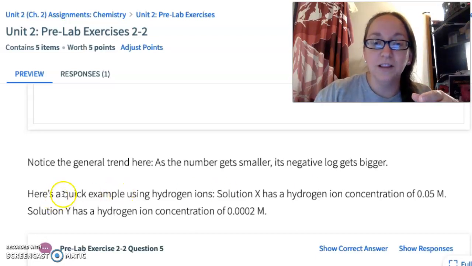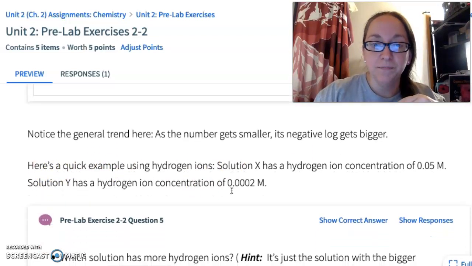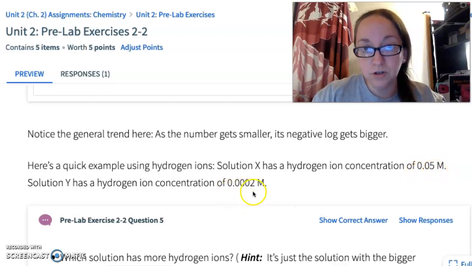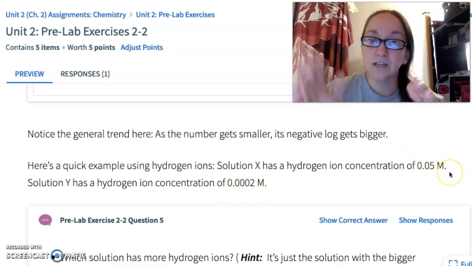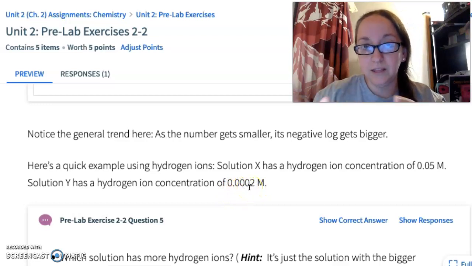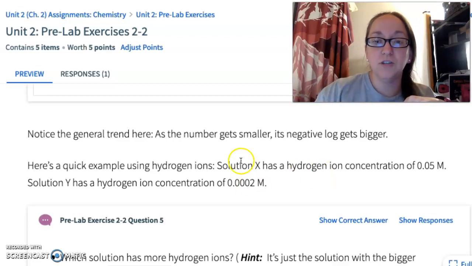Now these questions are just trying to work you through some of that about big numbers and small numbers. So look at the statement above question 5. Here's a quick example using hydrogen. Solution X has a hydrogen ion concentration of 0.05. Solution Y has a concentration of 0.0002. You should be able to look real quick and say if this number is 0.05 and this one's 0.0002, then obviously this has more hydrogen because it's closer to 0. It's only a small amount. It's like having a nickel, and then 0.0002 is like having only 2 thousandths of a nickel, or a penny. You're smaller. So solution X has more hydrogen than solution Y does.